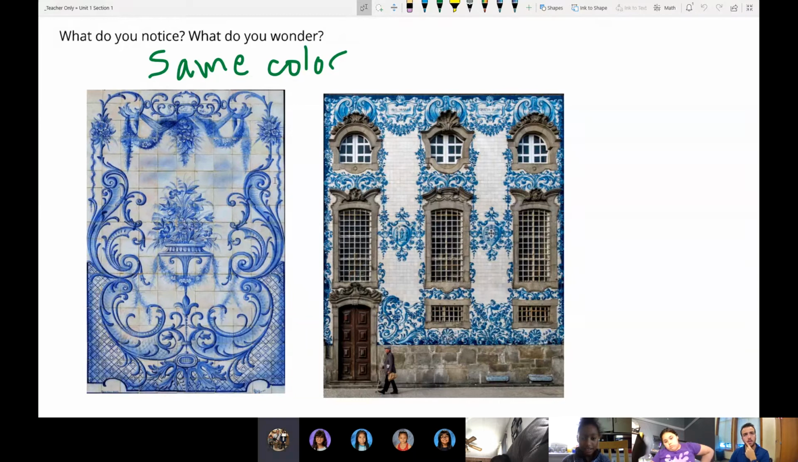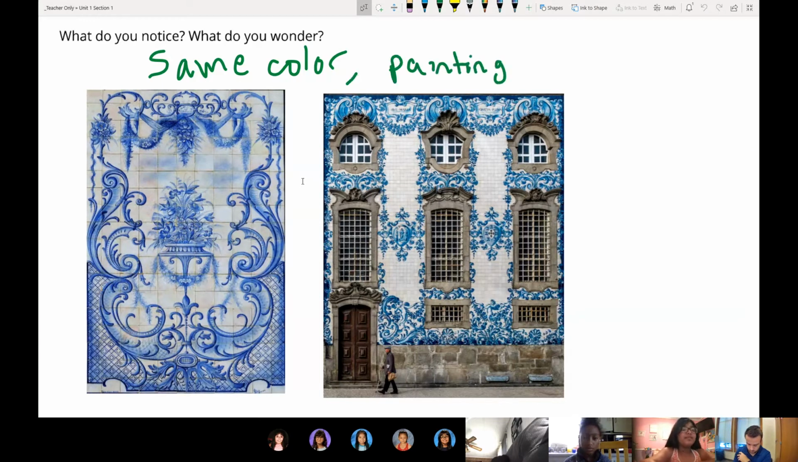I have a notice and a wonder. All right, give them both. I noticed that they might be paintings, and I wonder, the one with like the flowers, I'm wondering what it involves with math. Ooh, I like the thinking. Can you make any guesses on some of the math that might be involved in this?